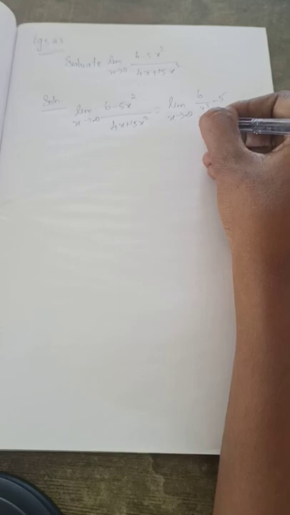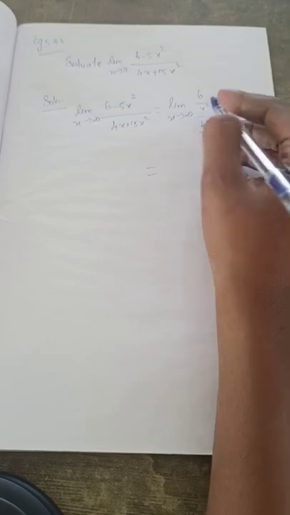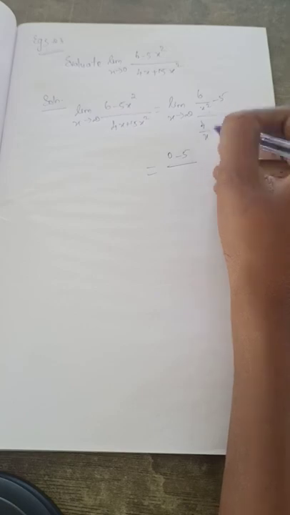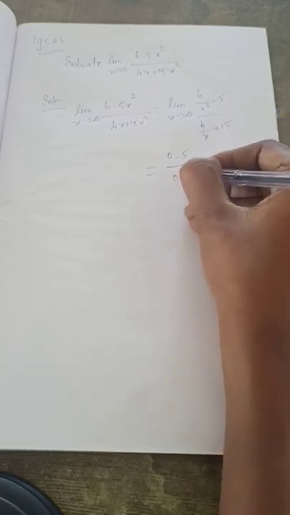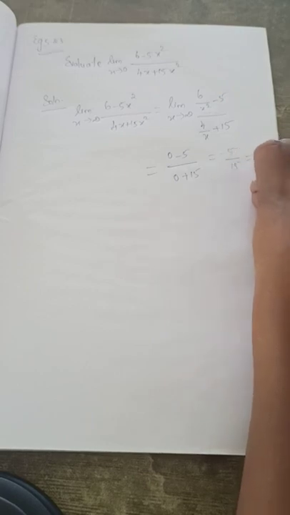What will happen? 4x by x square, what will you get? 4 by x plus 15. Now we can apply the limit here, x tends to infinity. If you apply infinity here, what will happen? 0 minus 5. 4 by infinity is 0. So 0 plus 15. So what's the value? Minus 5 by 15, that's equal to minus 1 by 3.